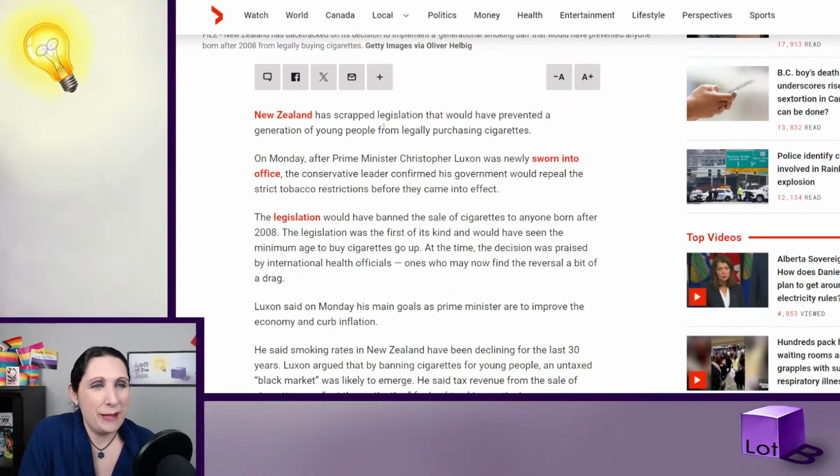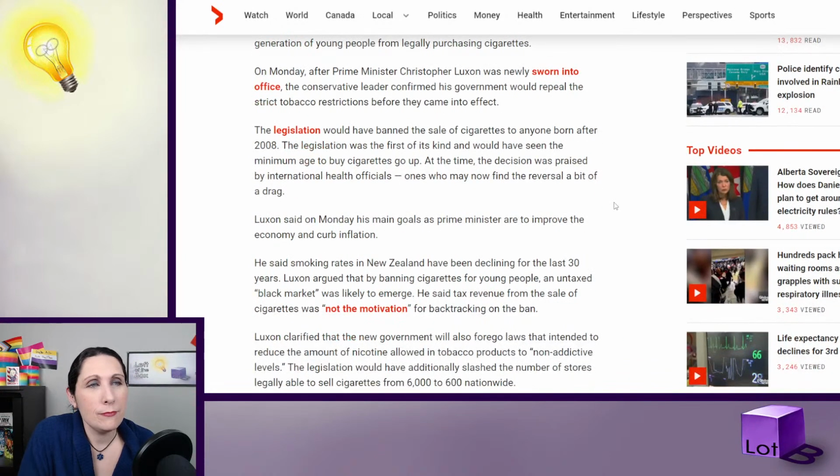New Zealand has scrapped legislation that would have prevented a generation of young people from legally purchasing cigarettes. On Monday, after Prime Minister Christopher Luxon was newly sworn into office, the Conservative leader, do you really have to clarify that this asshole is Conservative, confirmed his government would repeal the strict tobacco restrictions before they came into effect. The legislation would have banned the sale of cigarettes to anyone born after 2008. The legislation was the first of its kind. It would have seen a minimum age of cigarettes go up.